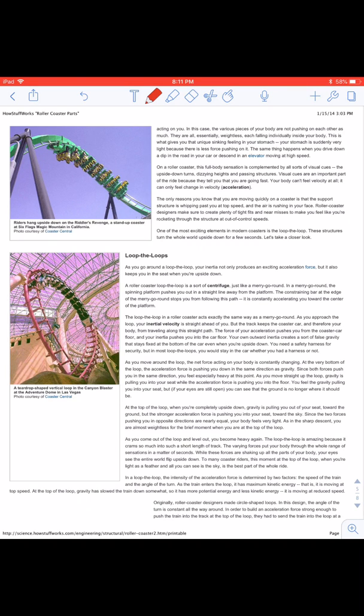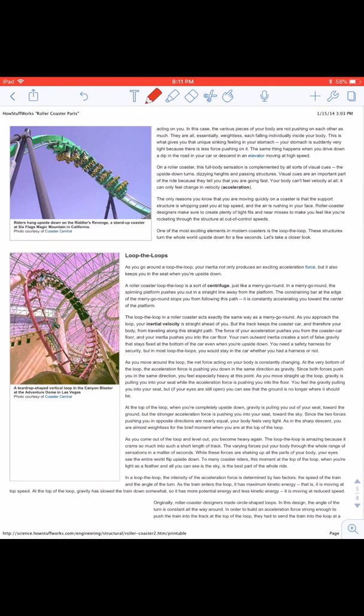On a roller coaster, this full body sensation is complemented by all sorts of visual cues. The upside down turns, dizzying heights, and passing structures. Visual cues are an important part of the ride because they tell you that you are going fast. Your body can't feel velocity at all. It can only feel change in velocity, the acceleration.